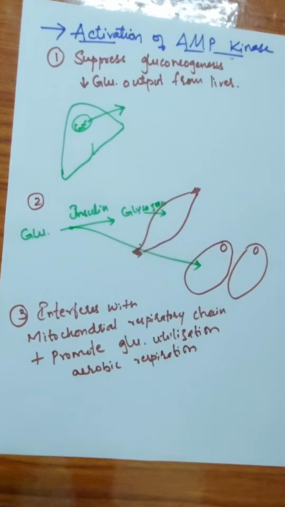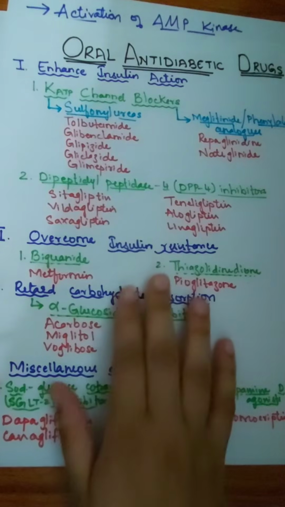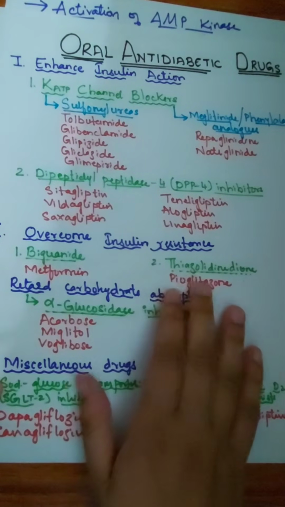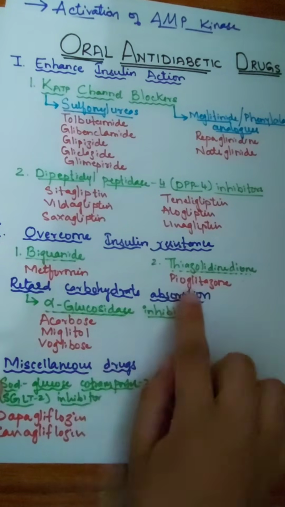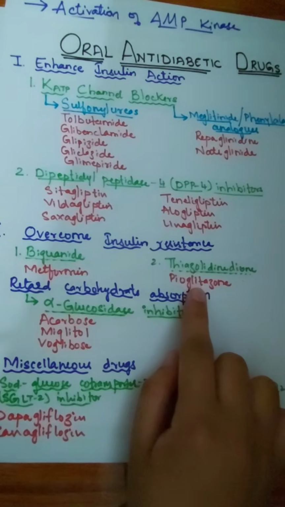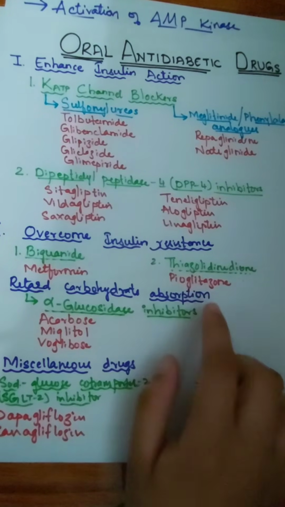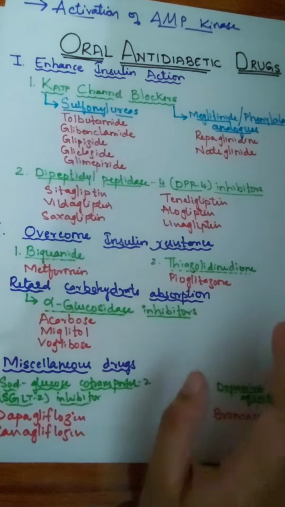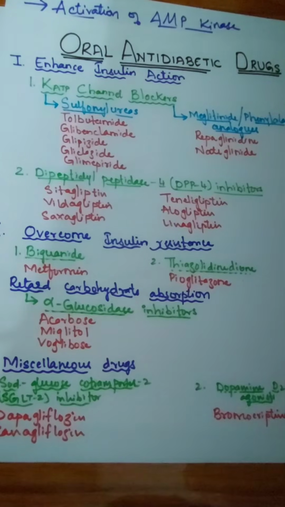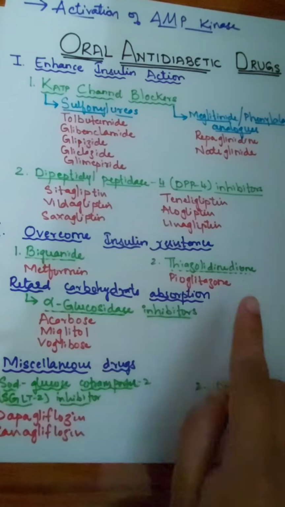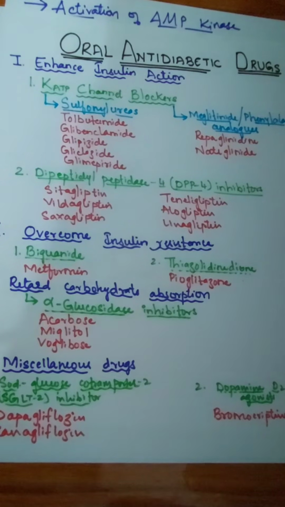Okay, so the next drug in our list is the thiazolidinedione, and we have just one example, that is pioglitazone. Previously we had one more drug in this class, rosiglitazone, but it is no more used nowadays because it causes adverse effects like congestive heart failure, myocardial infarction, angina, and even death. So only pioglitazone is used right now.